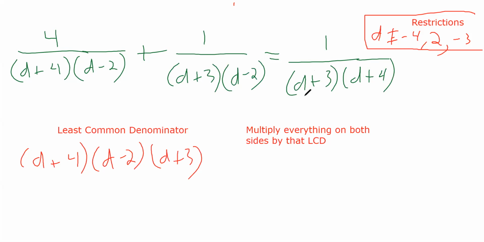Finally, this last fraction will get multiplied by the least common denominator, but it's beautiful because it needs a d plus 3, which has already been taken care of. It needs a d plus 4, which has already been taken care of. So we don't need to add anything new, special, or fresh into the least common denominator.